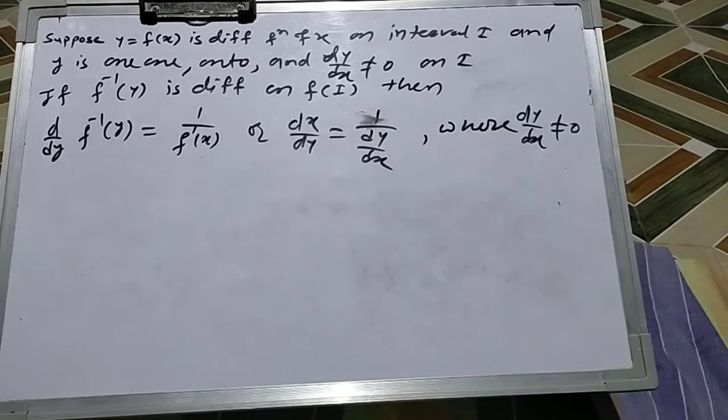Derivative of inverse function. The statement for the derivative of an inverse function is: suppose y equals f of x is a differentiable function of x on interval I, and y is one-one onto, and dy by dx is not equal to 0 on I. If f inverse of y is differentiable on f of I, then the derivative of f inverse of y with respect to y equals 1 divided by f dash of x, or dx by dy equals 1 divided by dy by dx, where dy by dx is not equal to 0.